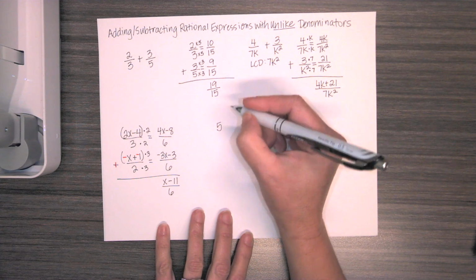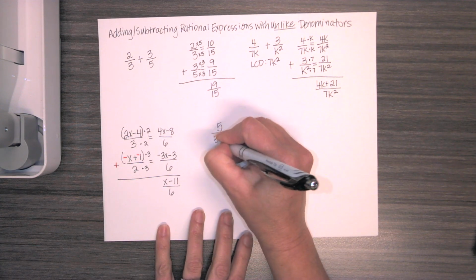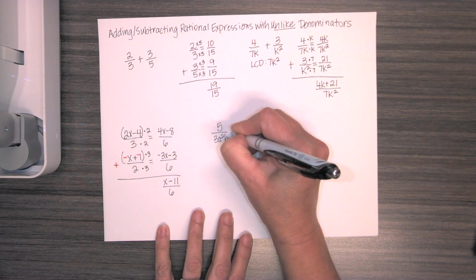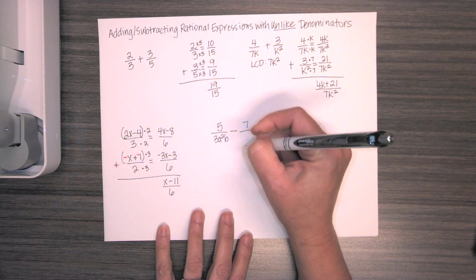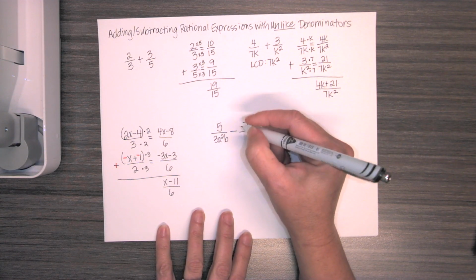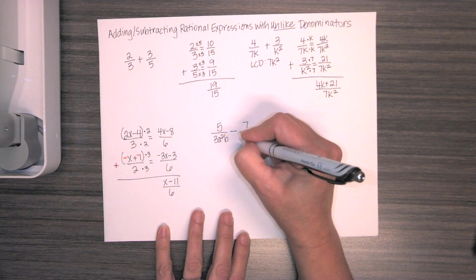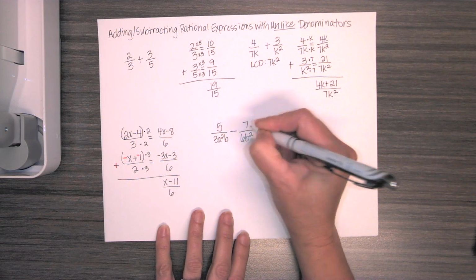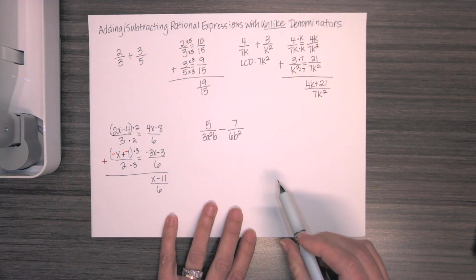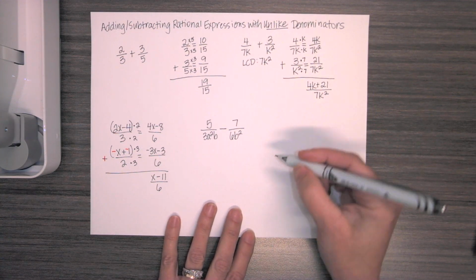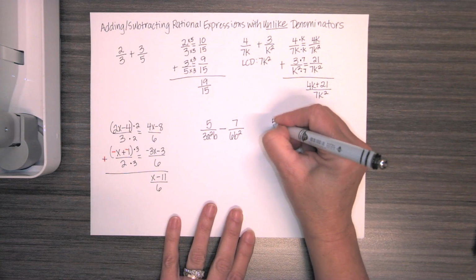Alright, let's do another one. 5 over 3a squared b minus 7 over 6b squared. Okay, again, if it's given to you written horizontally, the first thing that I would suggest you do is write your problem vertically.